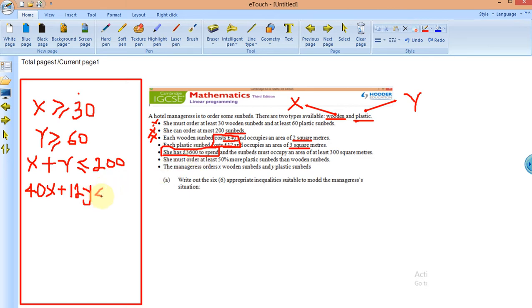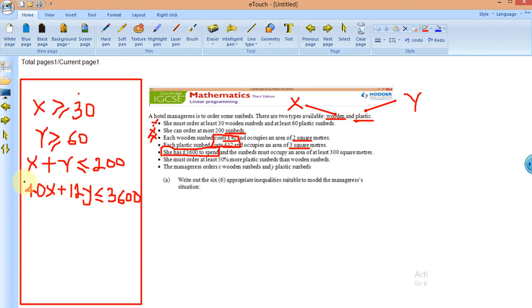3600. I can reduce this now, or I can also reduce it later. Let's just reduce that. Let's divide through by 4, I think that would be good.